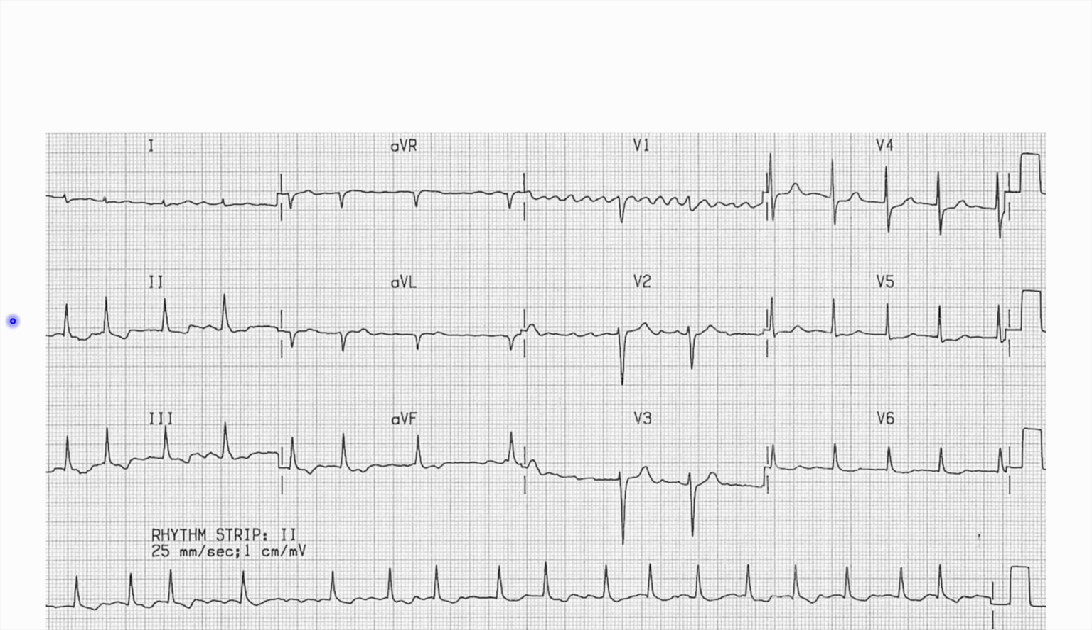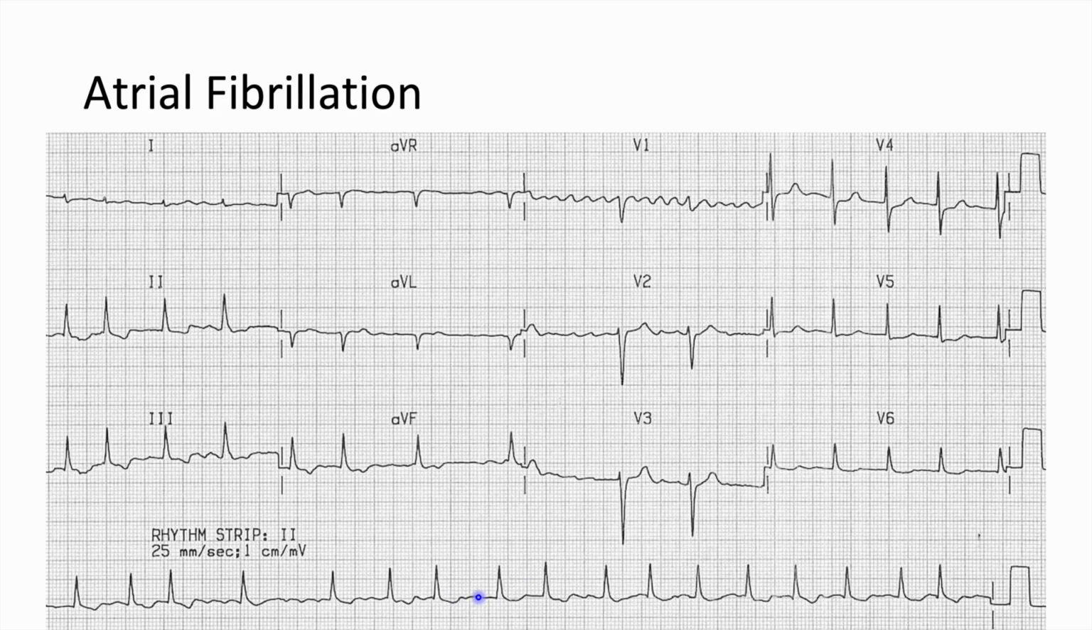3, 2, 1. This is an example of atrial fibrillation. You'll hear atrial fibrillation described as an irregularly irregular rhythm. And what that means, you can see our QRS complexes, the distance between our RR intervals is irregularly irregular. So we have a short distance here, a long distance here, an even longer one here, shorter, short, long, short.